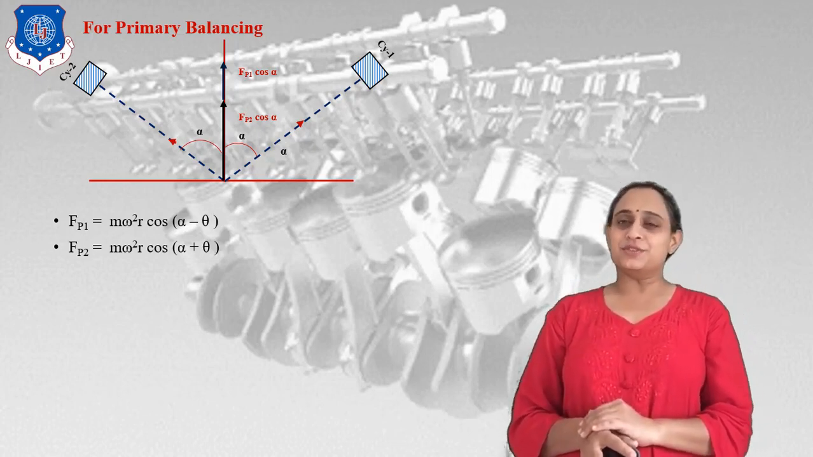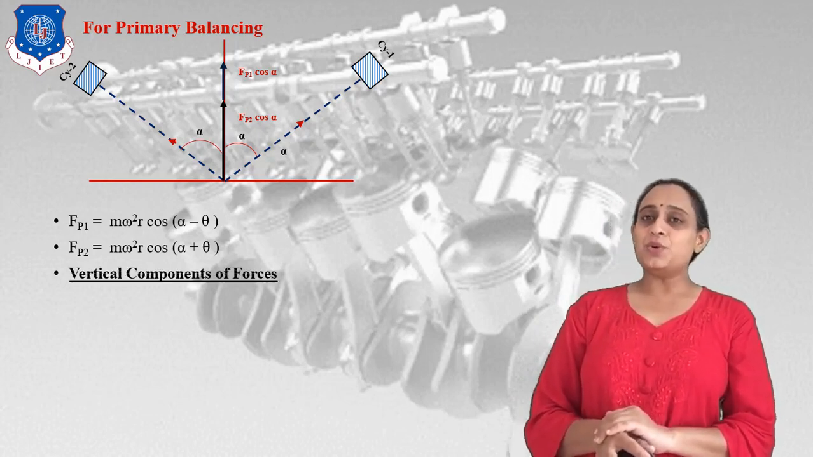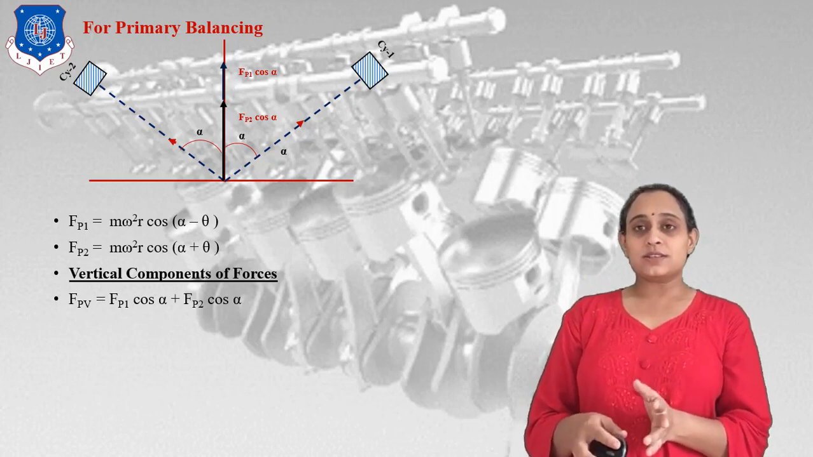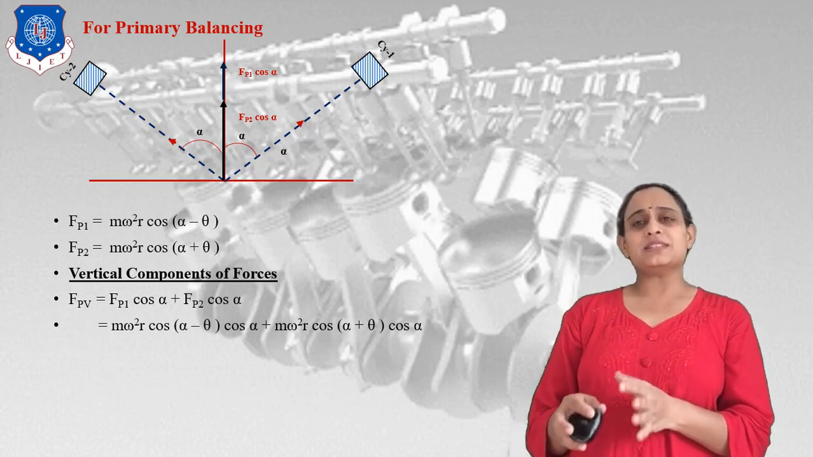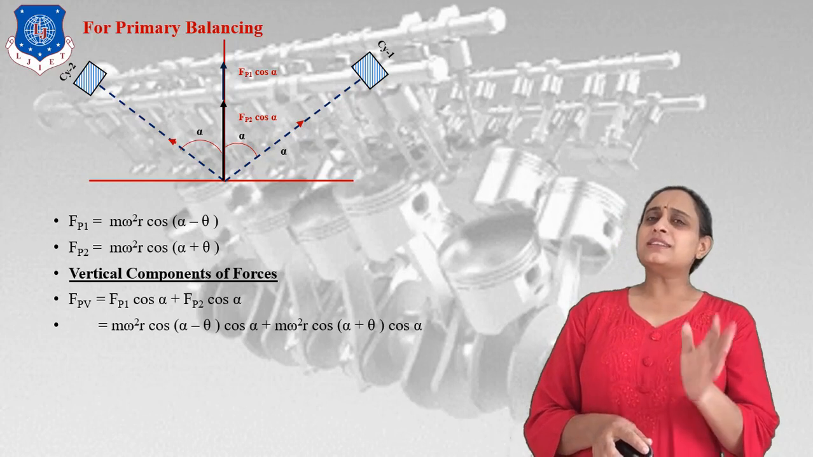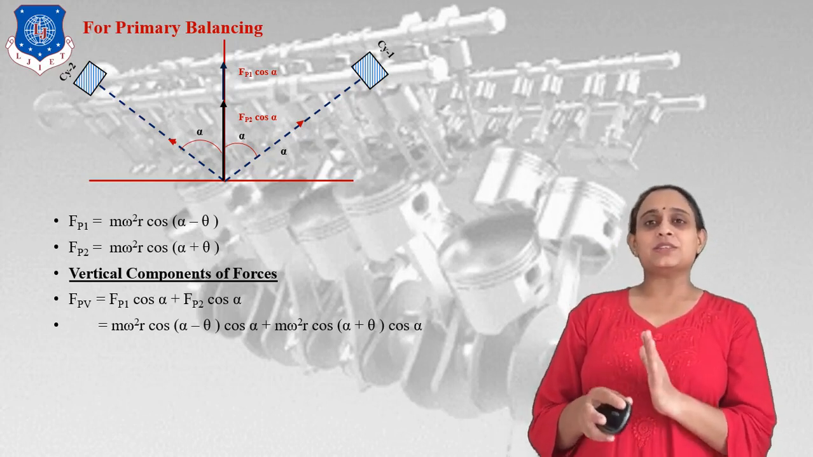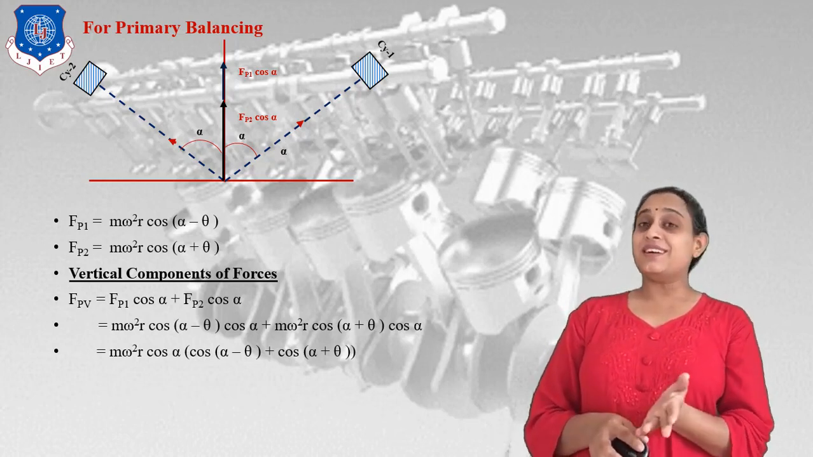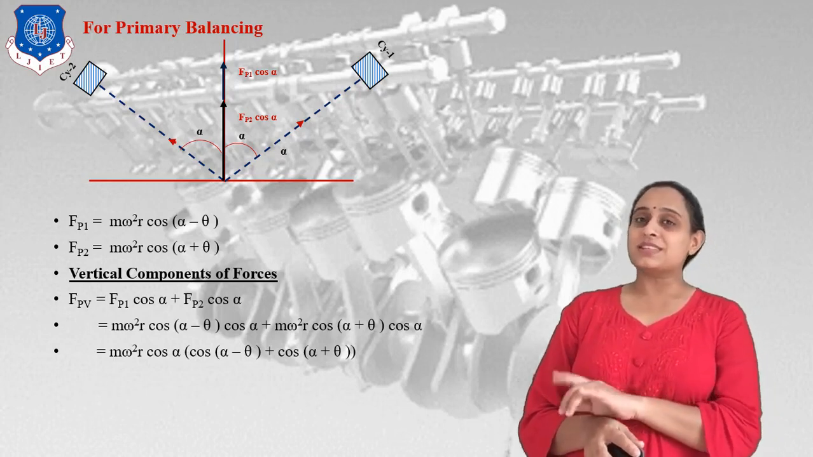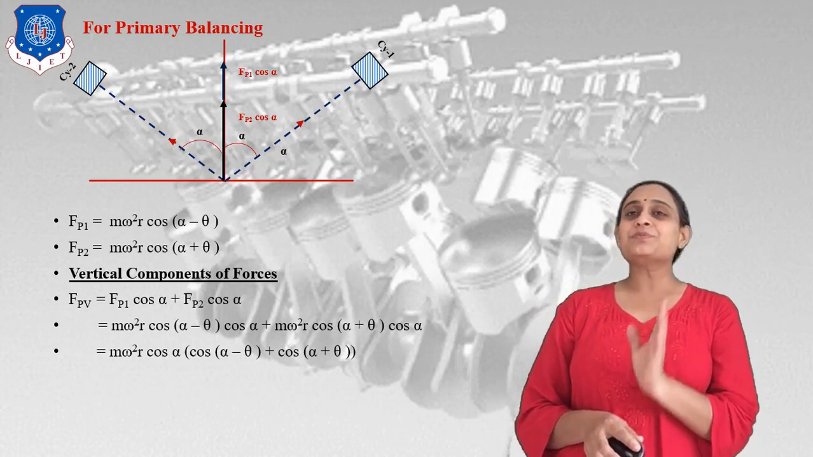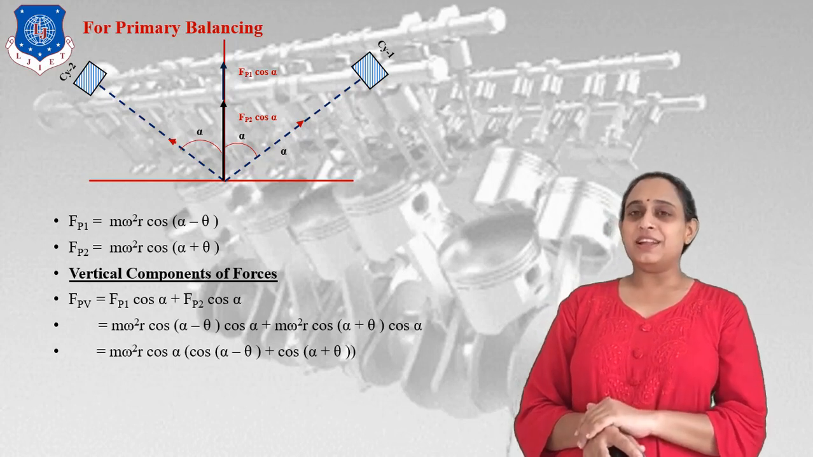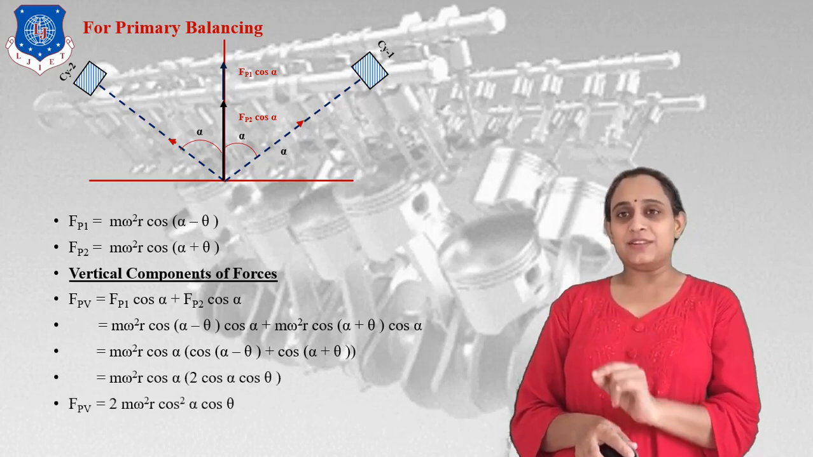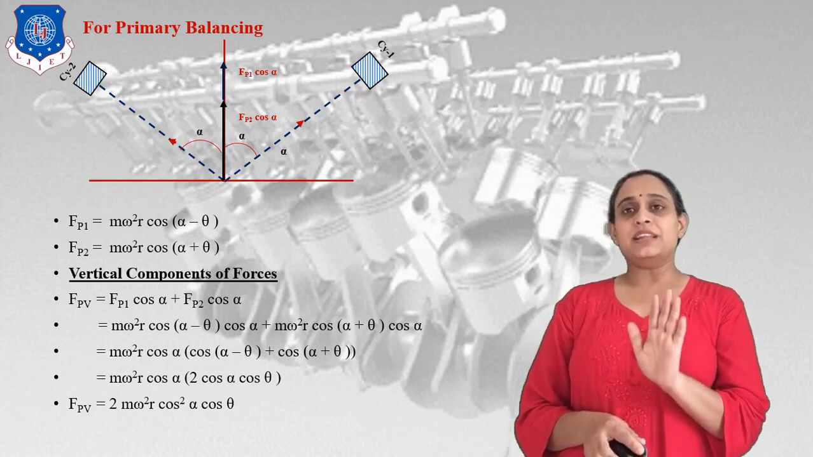So let us take the vertical component of this force. It is Fp1 cos alpha plus Fp2 cos alpha. Now let us put in the values of Fp1 and Fp2. We can write m omega square r cos alpha minus theta cos alpha plus m omega square r cos alpha plus theta cos alpha. Now let us take out the common terms. The common term is m omega square r cos alpha, and in the bracket it is cos alpha minus theta plus cos alpha plus theta. Here this is again the mathematical identity: cos C plus cos D gives 2 cos C cos D. So finally we get the vertical force as 2m omega square r cos square alpha cos theta. This is our primary vertical force equation.